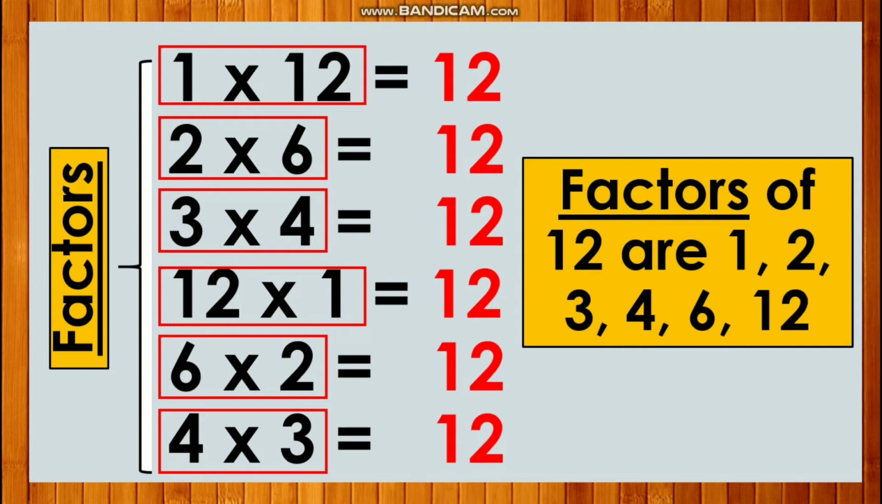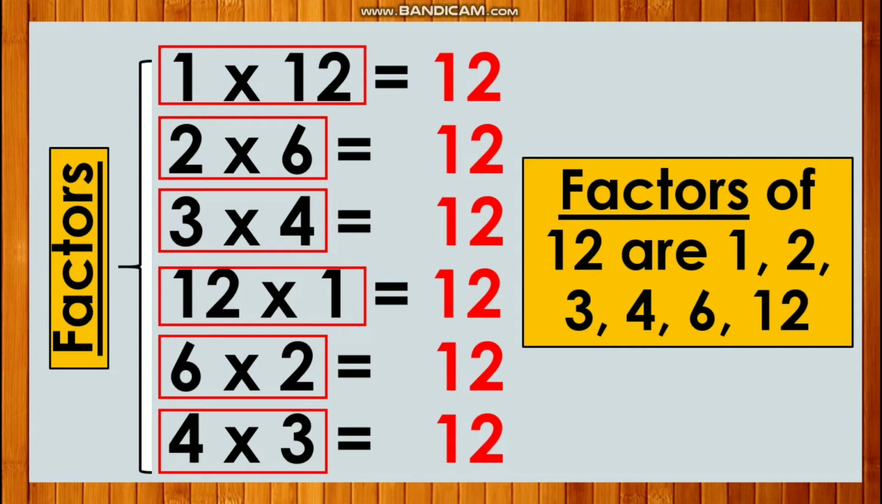Okay. And if you analyze the factors of 12, each divides 12 evenly. What do we mean by evenly? It means it could divide 12 without any remainder. So for example, one of the factors of 12 is 1. If we divide 12 by 1, the answer is 12. So it doesn't have a remainder.